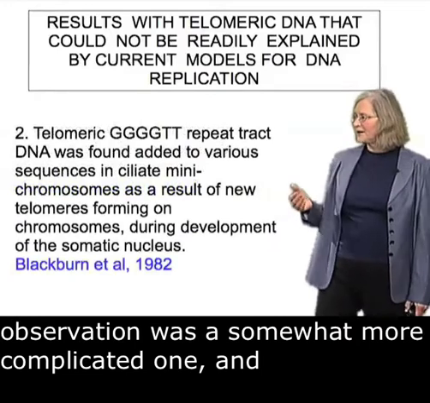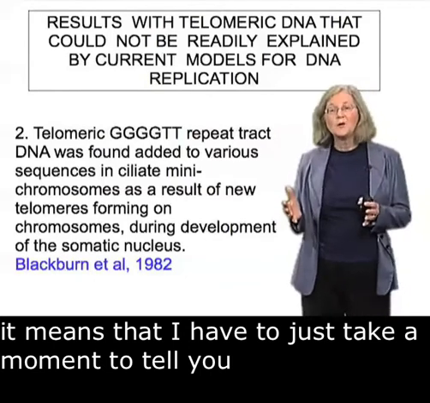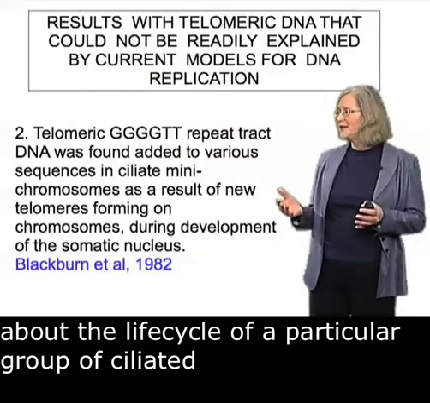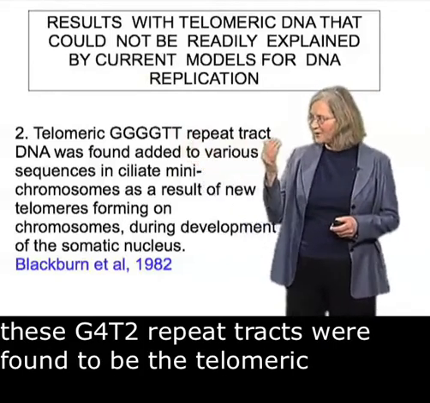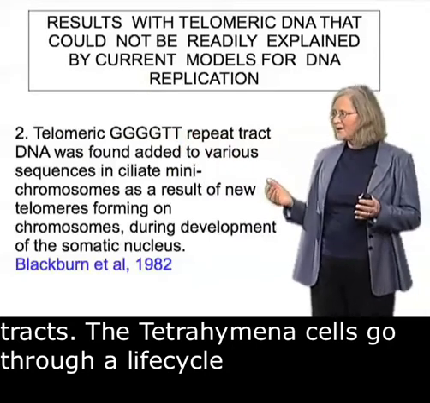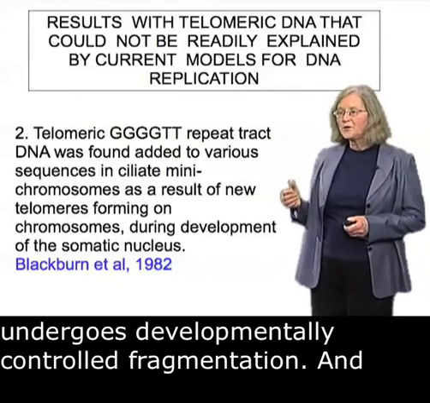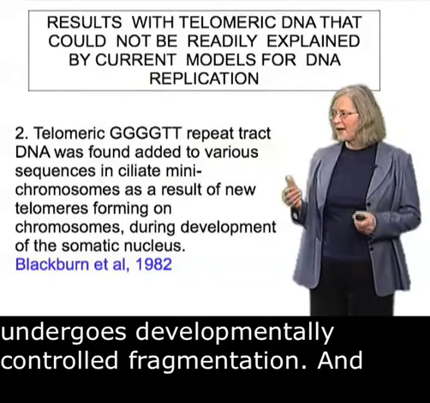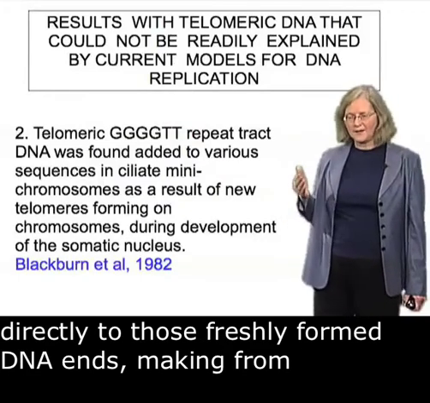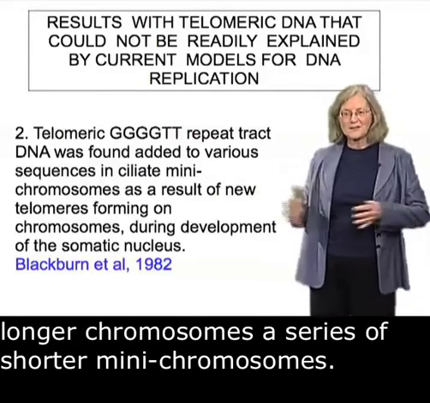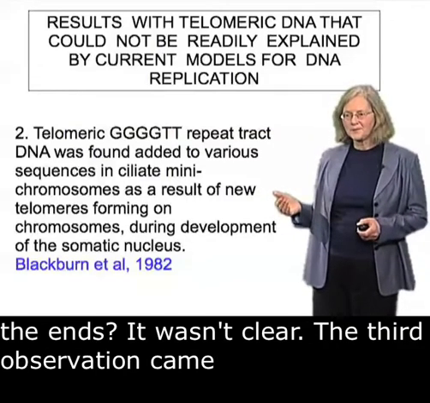Now, a second kind of observation was a somewhat more complicated one, and it means that I have to take a moment to tell you about the life cycle of a particular group of ciliated protozoans, the species Tetrahymena, in which these G4T2 repeat tracts were found to be the telomeric tracts. The Tetrahymena cells go through a life cycle stage where they have a somatic nucleus which undergoes developmentally controlled fragmentation. And fascinatingly, telomeric DNA sequences were added directly to those freshly formed DNA ends, making from longer chromosomes a series of shorter mini-chromosomes. How did that telomeric DNA get added to the ends? It wasn't clear.